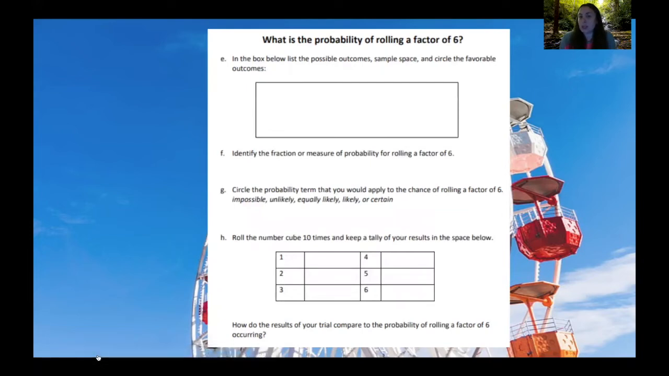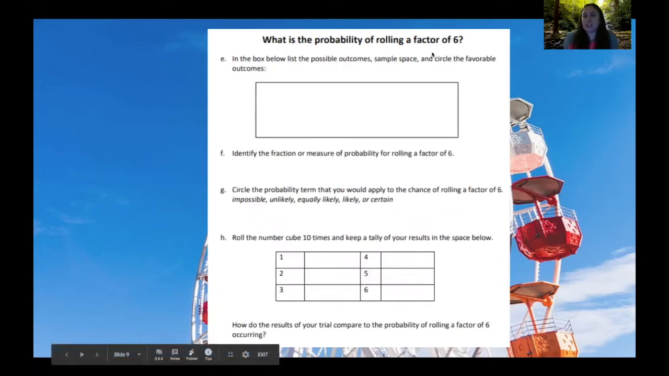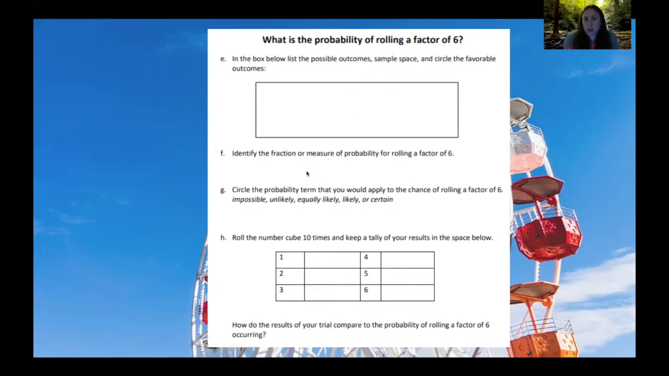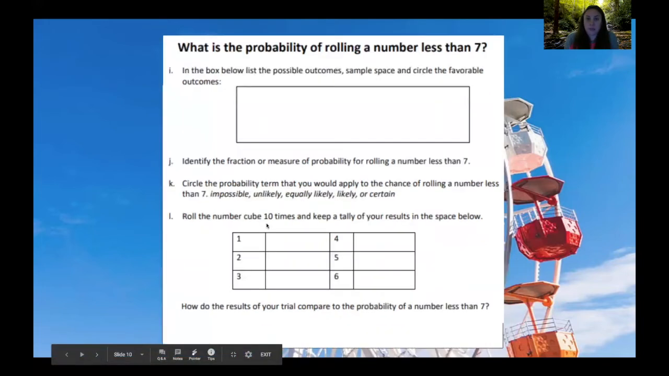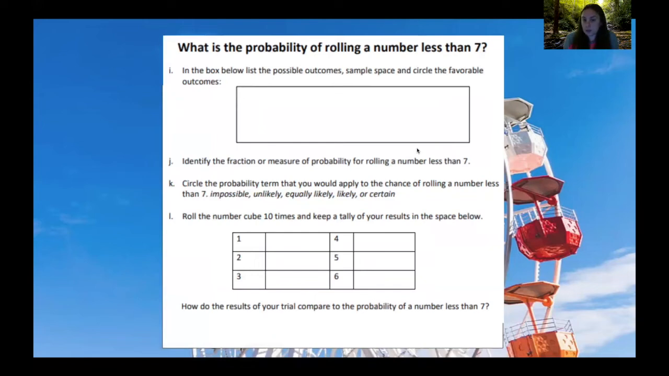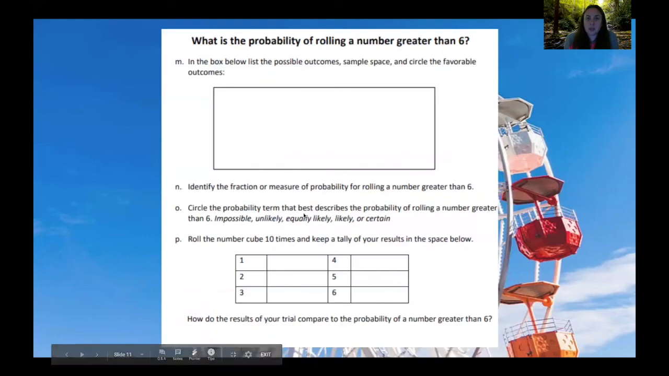We're going to be doing the same thing, but now we're looking for a factor of 6. So list all possible outcomes, and then circle the ones that are factors of 6. What is the fraction or measure of probability for rolling a factor of 6? Then we're going to circle the term that would apply to the chance of rolling a factor of 6. Then you're going to roll 10 times, keep track, and compare your results to the probability of rolling a factor of 6. All right, a number less than 7. Same thing for a number less than 7, and then back to a number greater than 6.